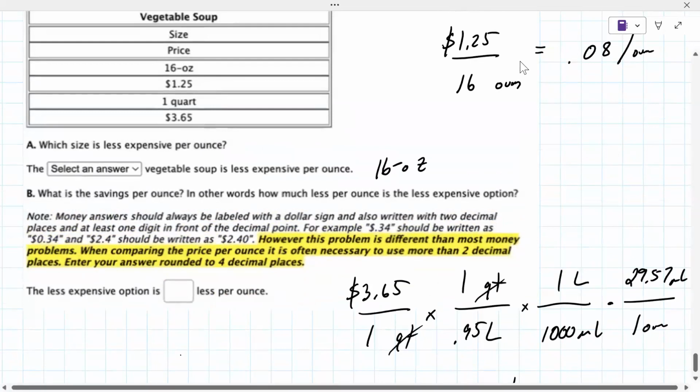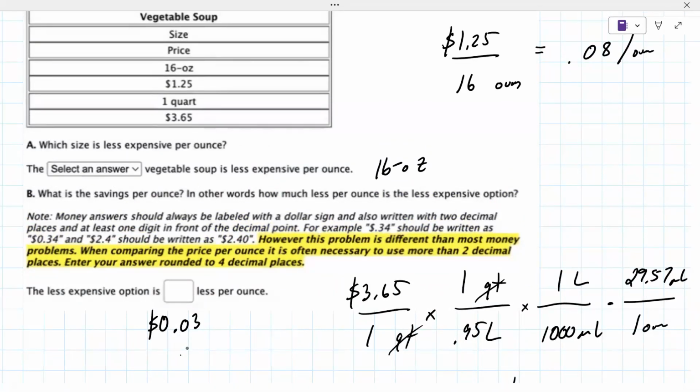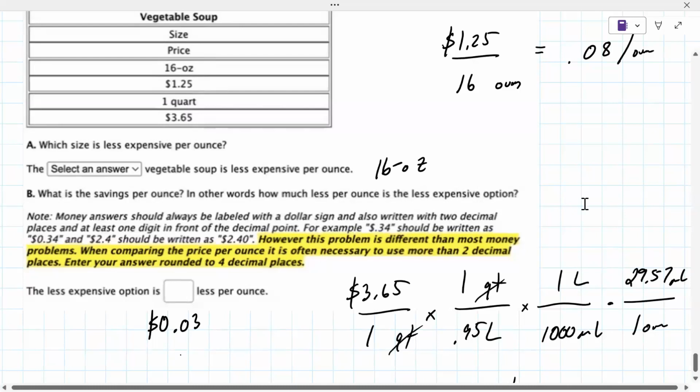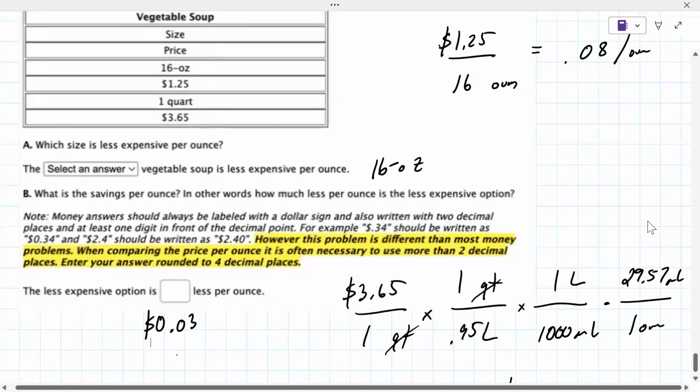And then the difference is that it's 3 cents cheaper. So it's $0.03 less per ounce. Oh, and you can't do it that way. It says you have to put a 0 in front. 0.03. Sorry, I got it wrong. Yeah, it says I got it wrong for the 16 ounces, right? I'd recommend showing this conversion to your teacher and seeing what they have to say about that.